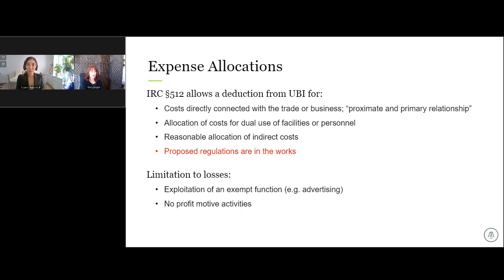And then exploitation of exempt function activities like advertising. There are limitations. You can deduct direct costs against advertising or exploited activities, but for the indirect costs, you can't deduct more than the revenue on that activity. So there are some limitations to be aware of in terms of that. So again, reasonable, consistent methods.